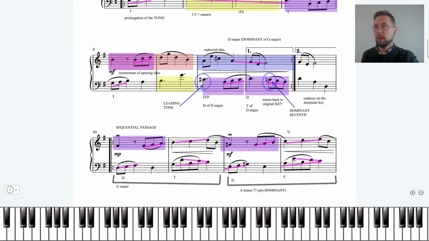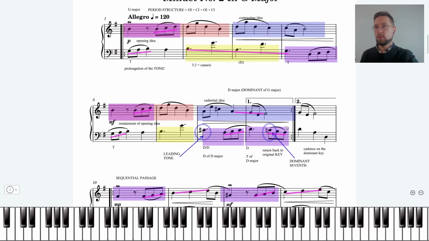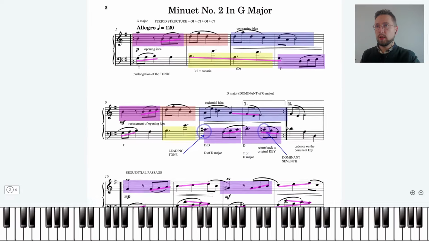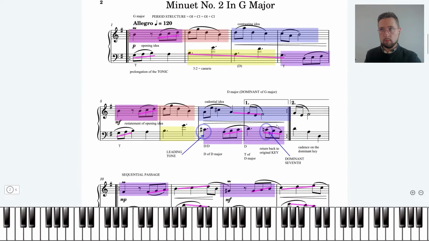So let me play it once more. I didn't actually do that with the first one, but I would like to perform it now that we have the analysis on the screen.